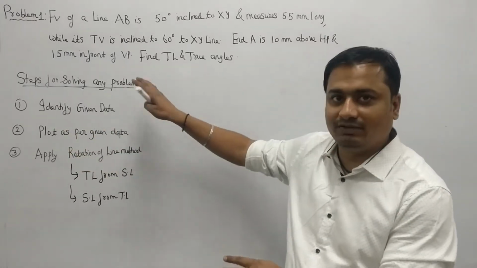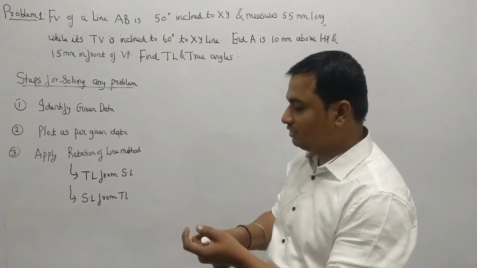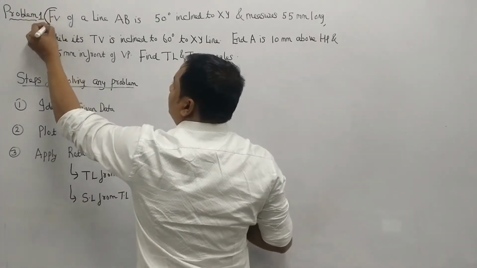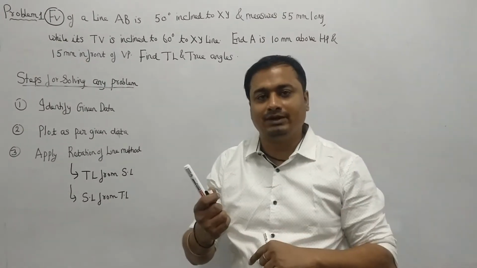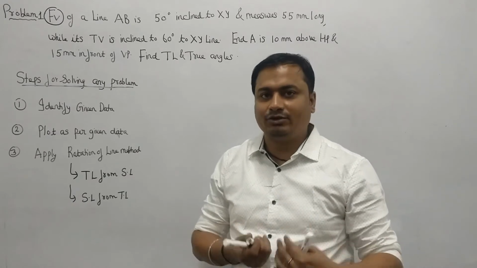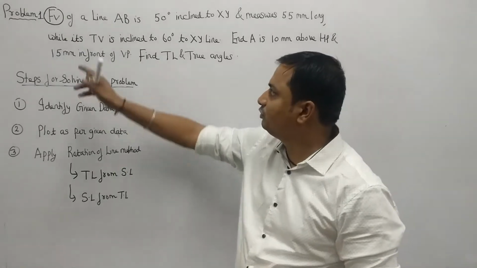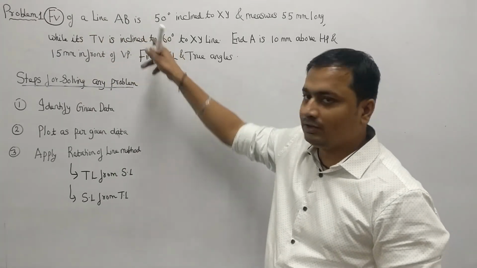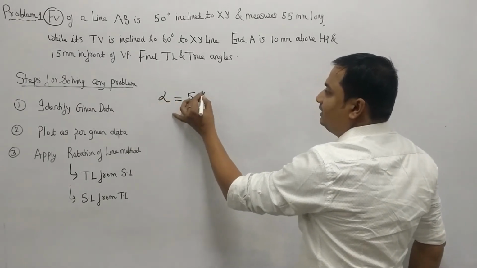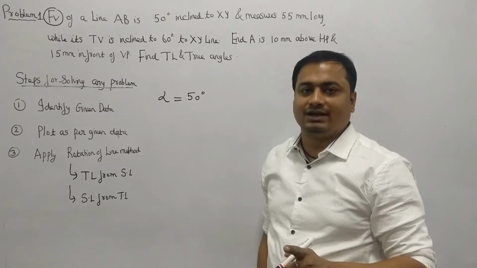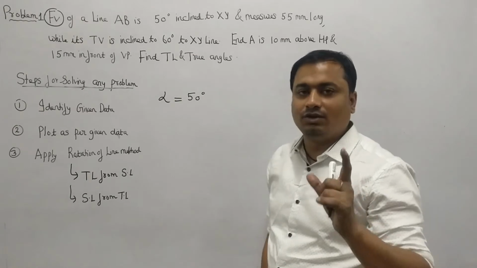So I am identifying the given data from this problem. The front view of a line AB is 50 degree inclined to XY. This front view means this is the short data, because when the line is inclined to both the planes, the front view is automatically short and the top view is automatically short. So the front view is written here, that means this is short. When the front view is inclined 50 degree, that is alpha. So the first thing given to you is alpha, that is 50 degree. This is alpha, not theta, because this is short data. This is the apparent angle, the front view angle, that is called alpha.